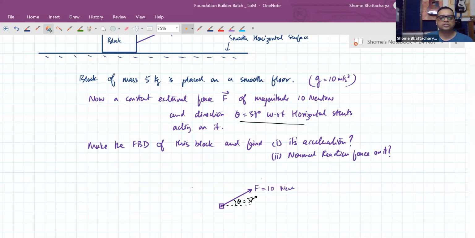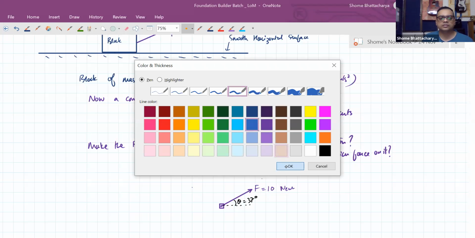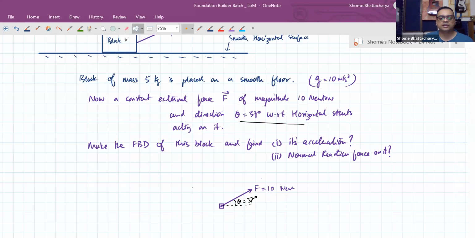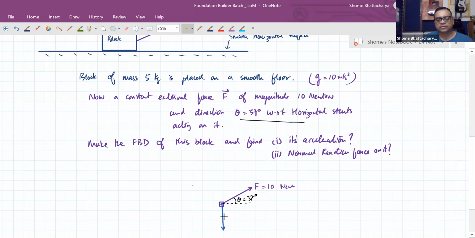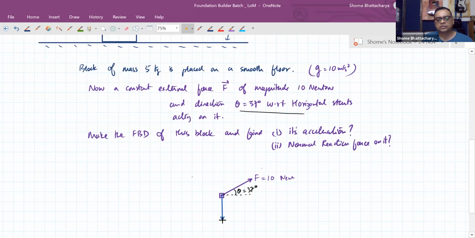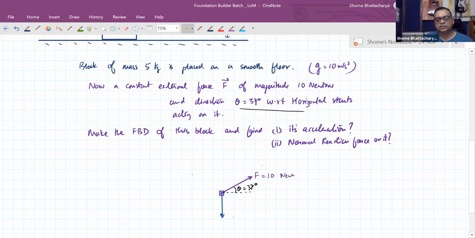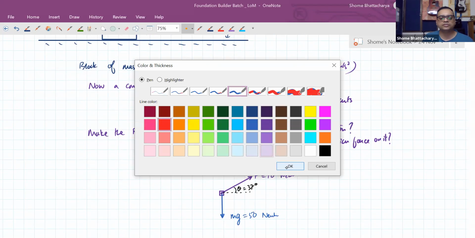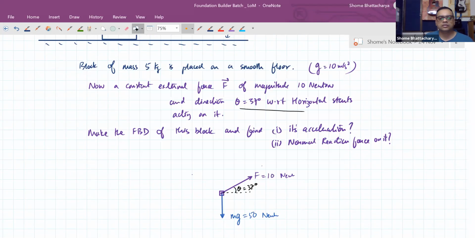Then there is of course the force of weight, which always acts vertically downwards. So mg, and the magnitude of mg here will be 5 into 10, so that will be 15 newtons. Because it's lying on a horizontal surface, the surface will apply an upward normal reaction force. So in all, we can see there are three forces acting on the body.